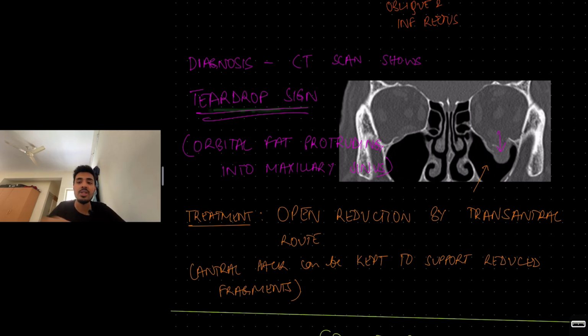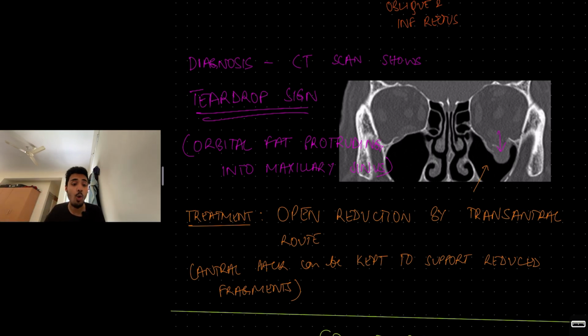Basically what happens, because of fracture of the floor of the orbit, as you can see the floor of the orbit is fractured, the orbital fat starts protruding into the maxillary sinus. This orbital fat protruding, slowly falling into the maxillary sinus appears like a teardrop. This is the characteristic sign.